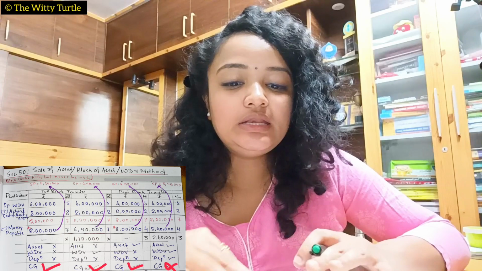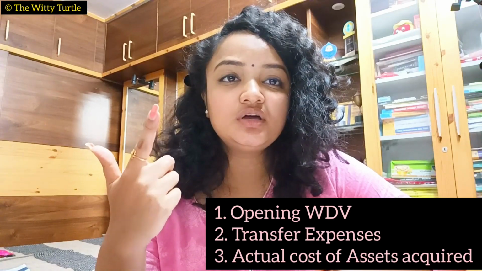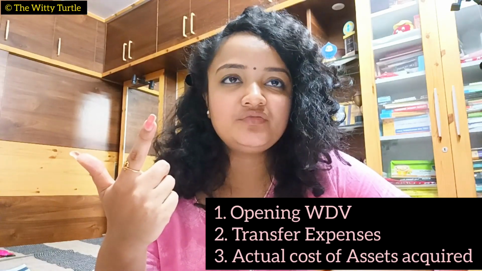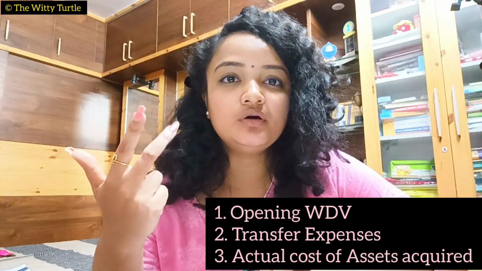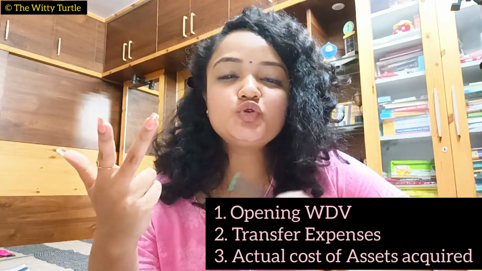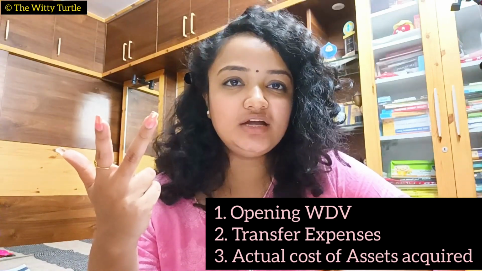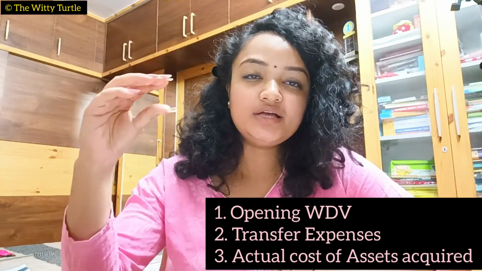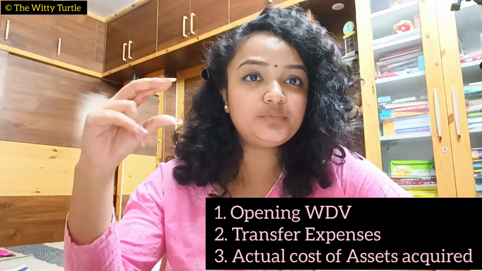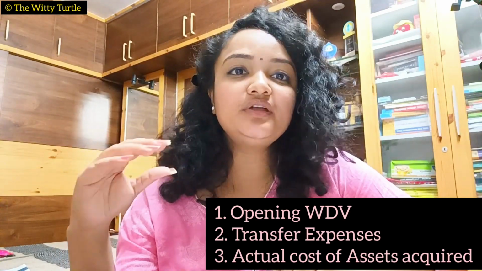right? Now coming to the first point of this particular section, which says where the total amount of sale consideration is more than the aggregate amount of the following three things. The first thing is what? The first thing is opening WDV. The second is what? Your transfer expenses, if any is incurred during the transferring. And lastly, the actual cost of any asset falling within the block of asset which is acquired during that previous year. Opening WDV plus your actual cost of asset acquired in the previous year plus your any transfer expenses.